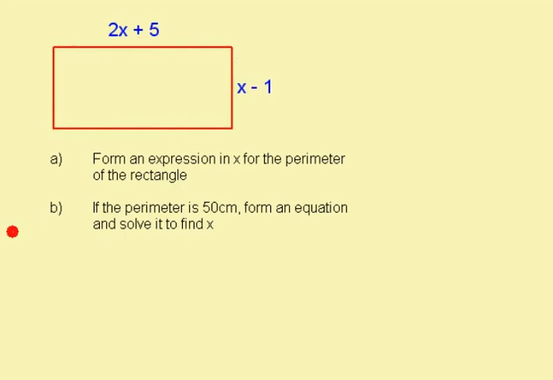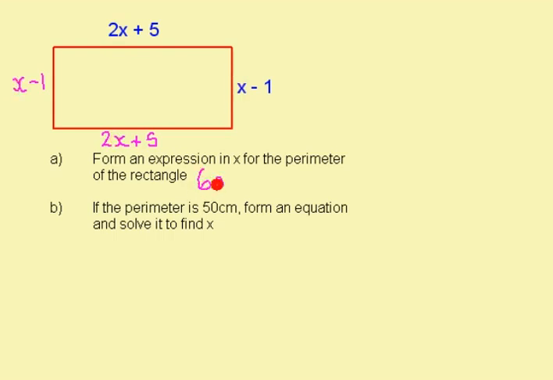Now, this top side is 2x plus 5. Because it's a rectangle, the bottom is 2x plus 5 as well. This side is x minus 1, so this side is also x minus 1. Now I need to work out how many x's I've got all together in my perimeter. 2, add 1 is 3, add another 2 is 5, add another 1 is 6.